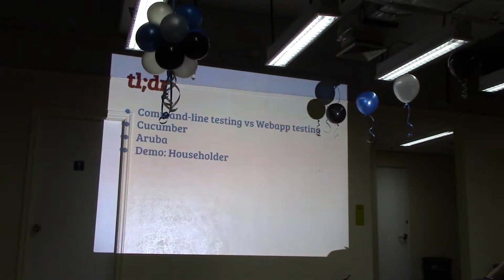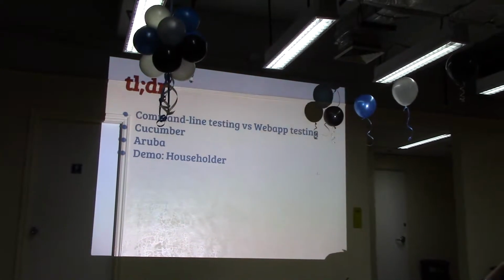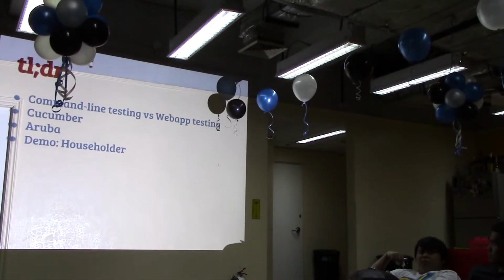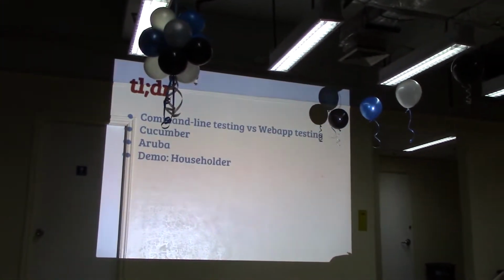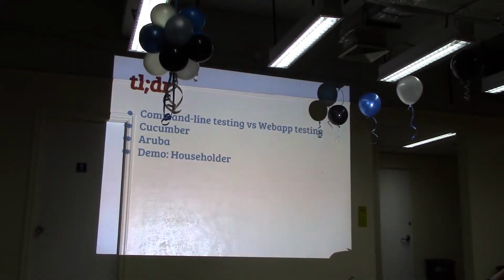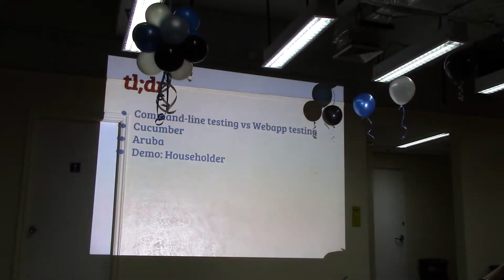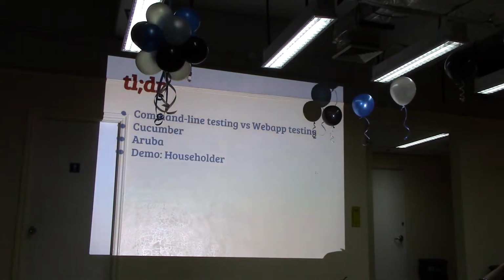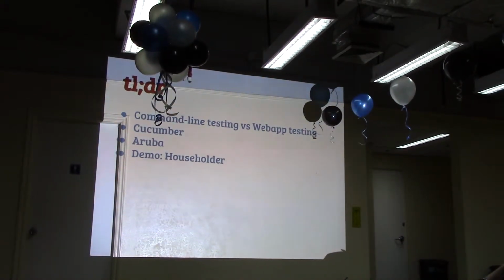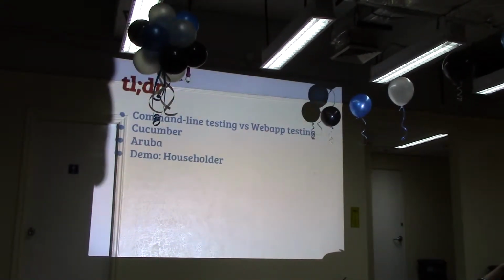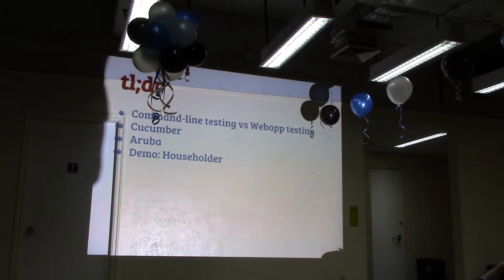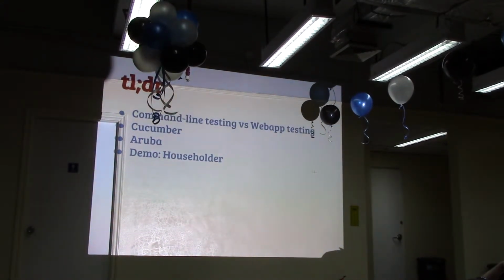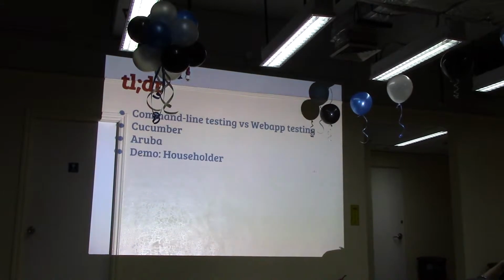A few weeks ago, I was asked to maintain a small internal project called Householder, which is simply a script that runs to drive VirtualBox in order to set up smaller virtual machines. Anyway, to proceed, I'll be giving a short overview of the tools I used. It's called Cucumber and a Cucumber add-on called Aruba, and I'll show you what I've done so far.